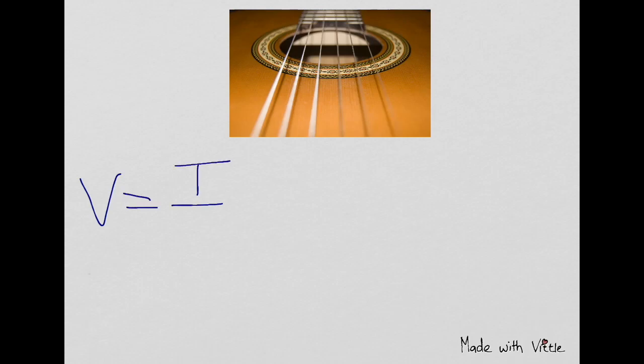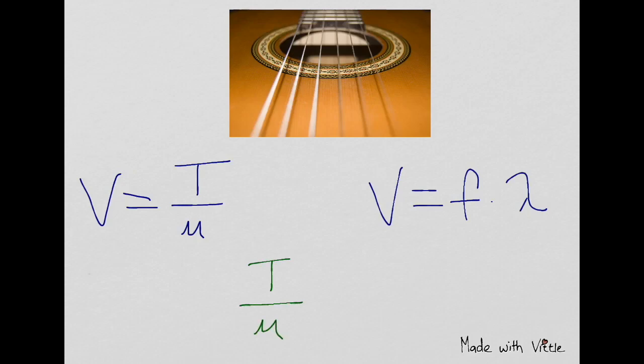The speed of the wave equals tension divided by mass density of the string. v also equals frequency times wavelength. These two equations mathematically prove that changing the tension and density of a string affects the frequency of the waves, thus creating a different sound.